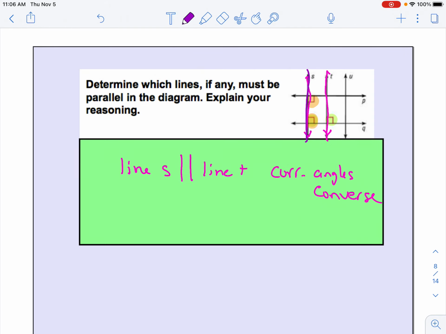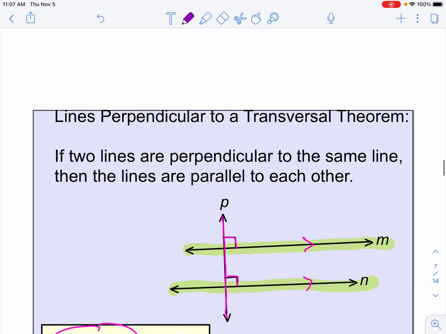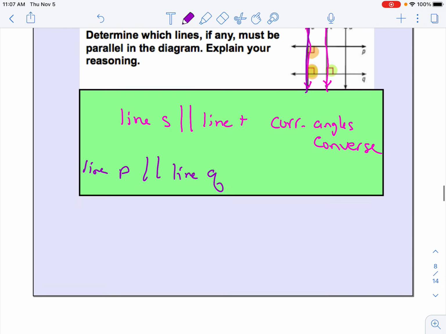So that means that then P will be parallel to Q, and that is by the theorem that we just learned that said, we'll go back and talk about it here, if two lines are perpendicular to the same line, then the lines are parallel. So that's what we have here.